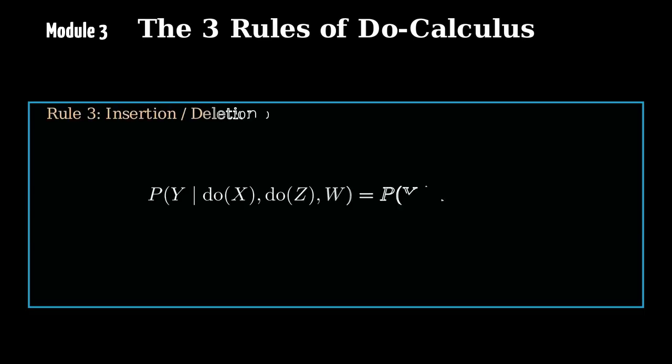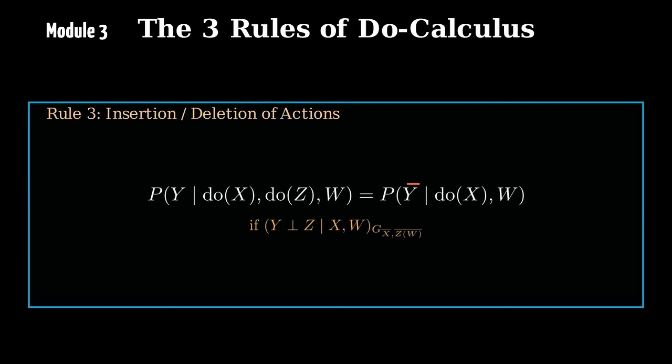Rule 3 governs the pure removal of useless actions. If there is no open causal path from our potential action z to our target metric y, then forcing z to happen changes absolutely nothing. We can safely eliminate the action from our math entirely.